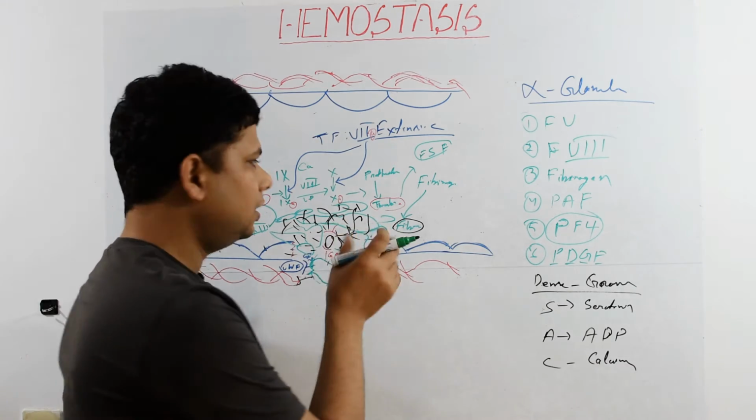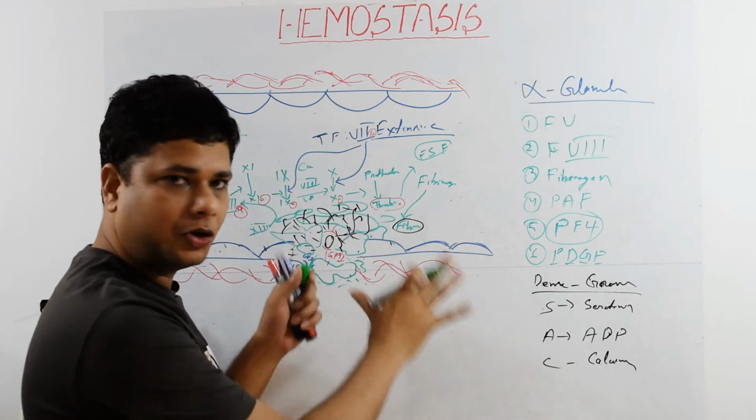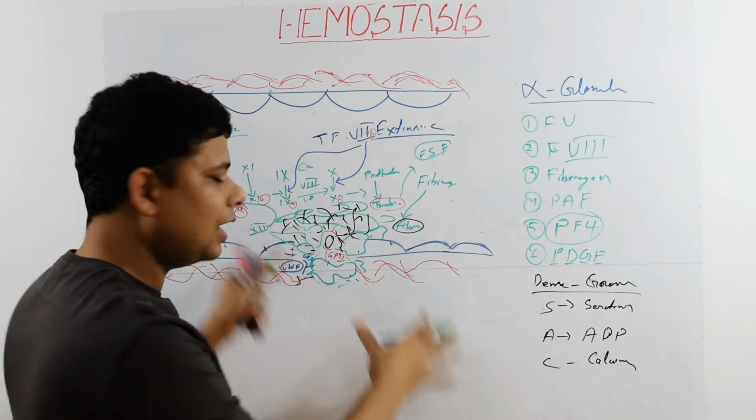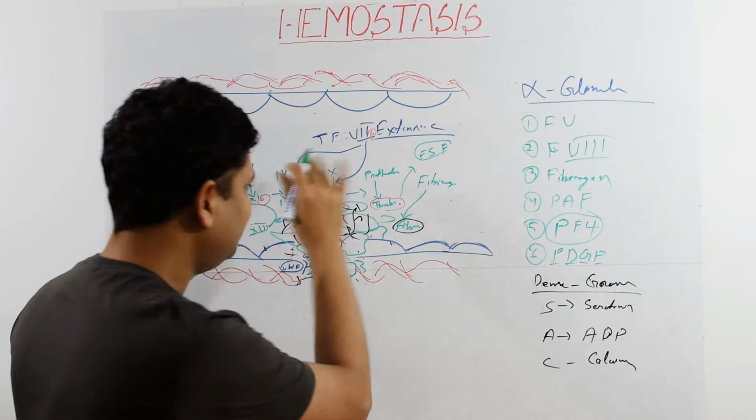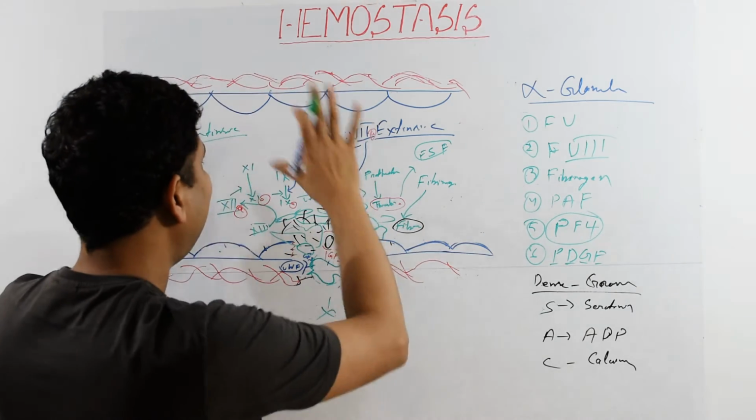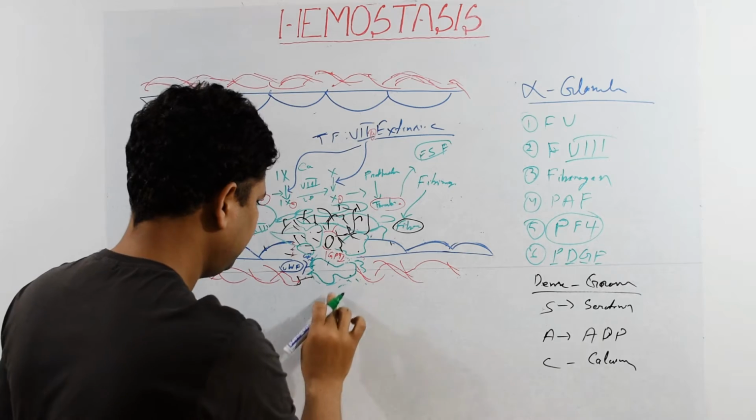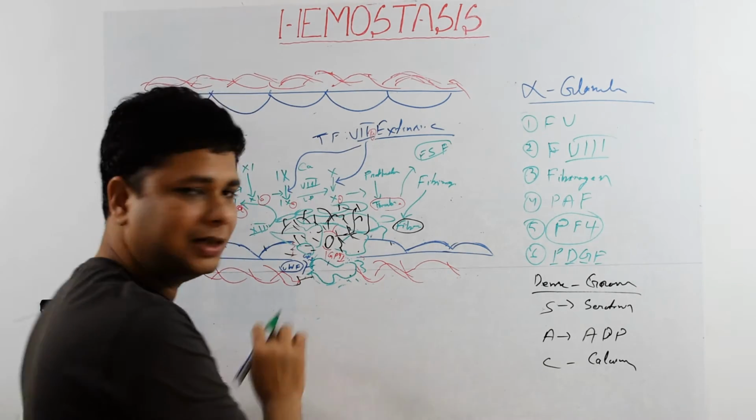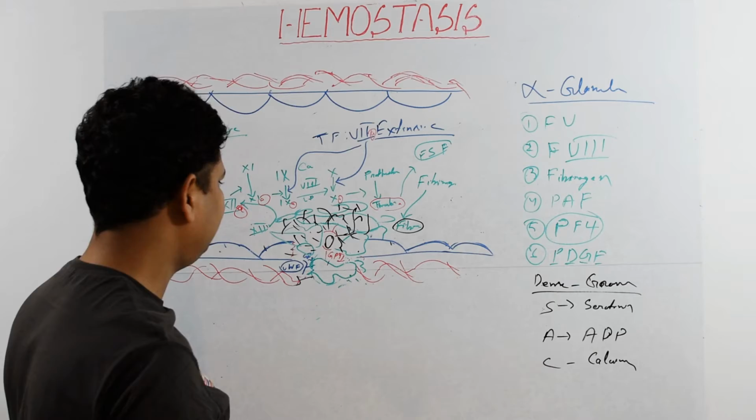Now the blood clot is formed and the clot is very strong and the blood flow to the outside is stopped. So blood flow is stopped, and this is called hemostasis. Hemostasis, the blood clot is formed. Now what happens after the blood clot is formed?